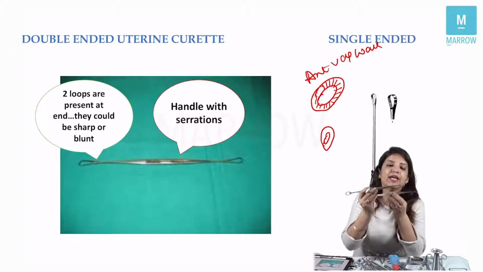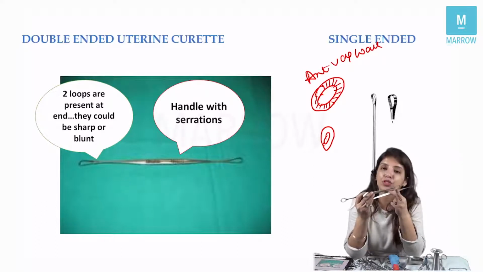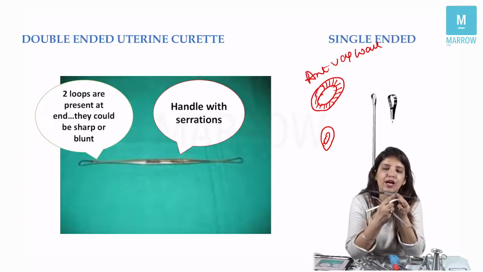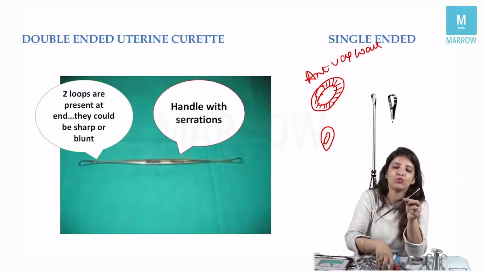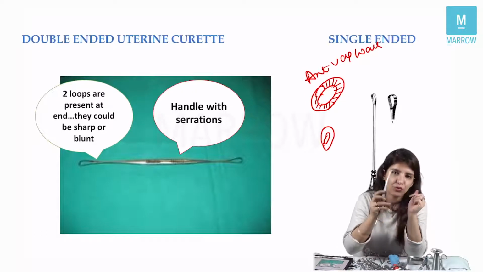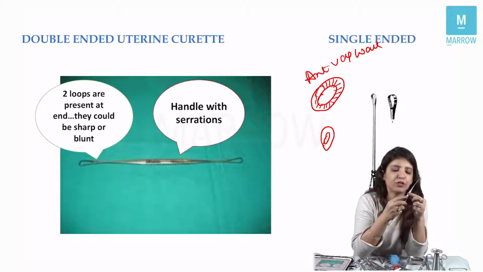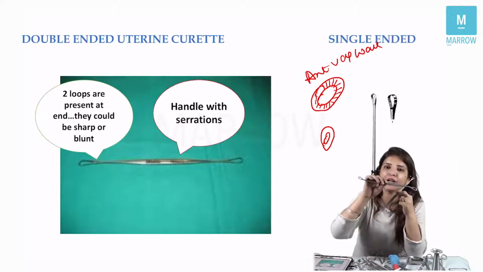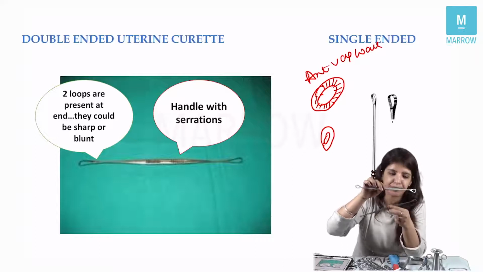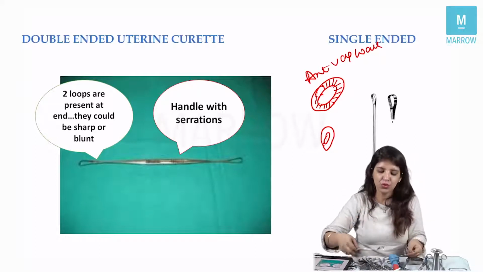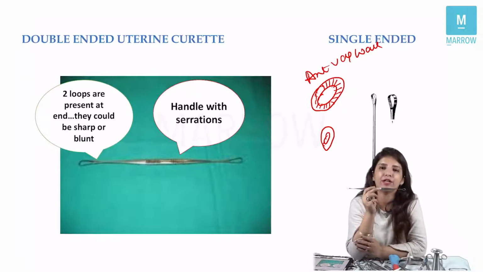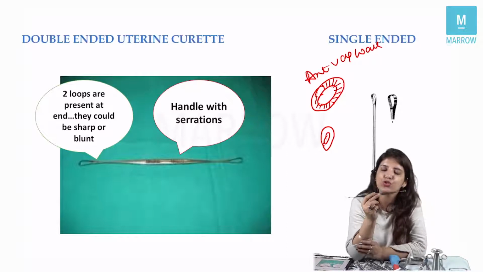Third very important point. In the anterior vaginal wall retractor, the serrations are present at the end. But in a curette, the serrations are present on the handle so that you can have a firm grip, right? So for a firmer grip, the serrations are present on the handle, whereas there are no serrations on the handle of an anterior vaginal wall retractor. And so this over here is the anterior vaginal wall retractor. This is a double-ended uterine curette, which is used to do a dilatation and curettage.